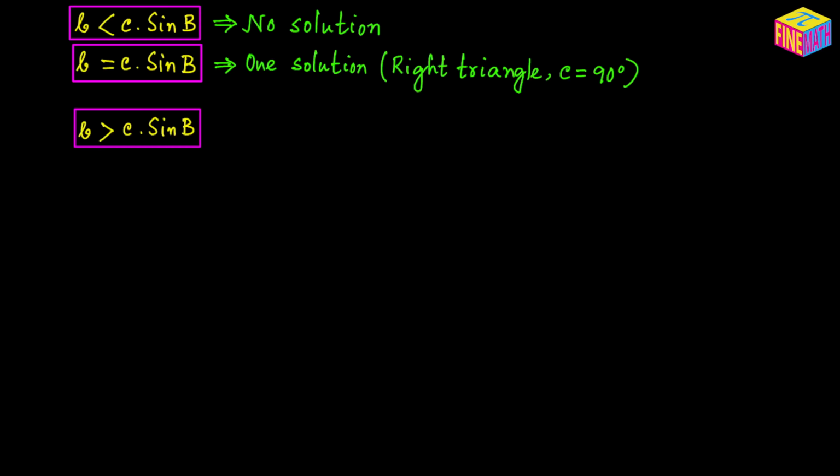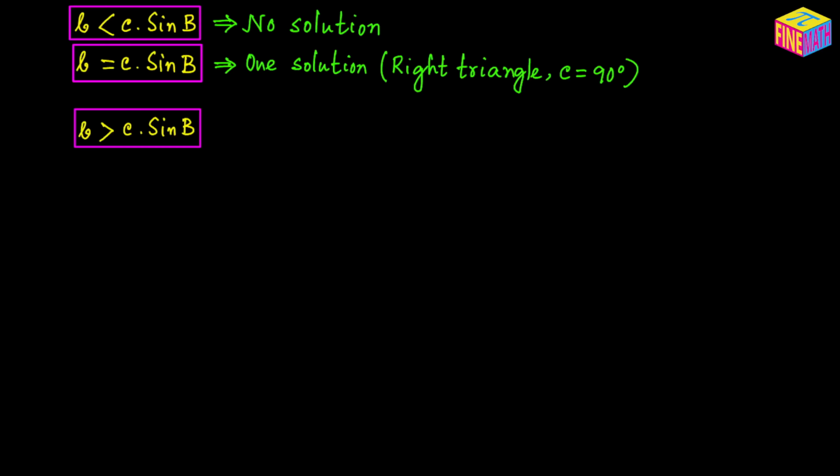Since B is an acute angle, sine of B is a fraction less than 1. Of course, it's a positive fraction but less than 1. And C times sine of B, that is also obviously less than C. And in this condition, B is greater than a fraction of C. So when you say B is greater than a fraction of C, then it could be less than C, it could be equal to C, or even it could be greater than C, right? So let's take those three situations and see how the triangle is going to look.